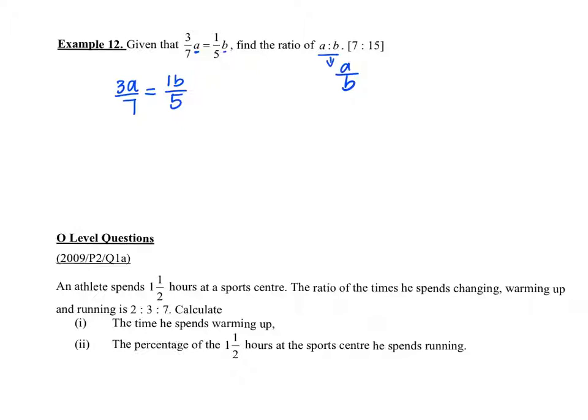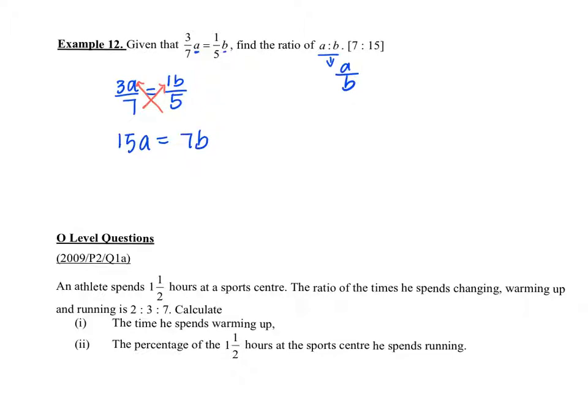Now, first thing is that this equation is quite complicated to have fractions. So what we're going to do is cross multiply to make the denominators of the fraction go away. Or some of you prefer to multiply by the lowest common multiple of 7 and 5, so you multiply by 35 throughout. But for me, I'll just do a cross multiplication. So after I cross multiply, I'll get 15a, 3 times 5, and 7 times b, 7b.